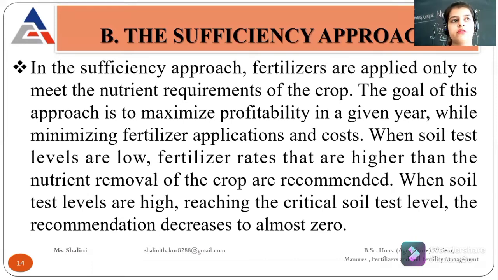The soil test levels are low. When we are doing the soil testing, in which we are doing the nutrient analysis, the fertilizer rates are quite higher than the nutrient removal by the crops. Means we are applying 100 kg and the crop is taking only 2 kg or 50 kg, as an example. So due to this sufficiency approach, we are just knowing the levels, and by doing this approach, the soil test levels are becoming high, and we just know the recommendation of the fertilizer applied.